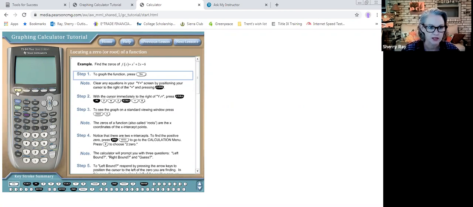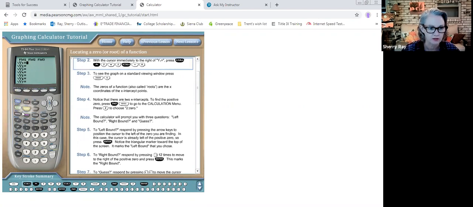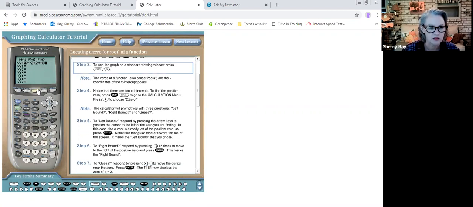So we have y equals x squared plus 2x minus 8. And then it's going to go to zoom and number 6. So you have a standard viewing window.